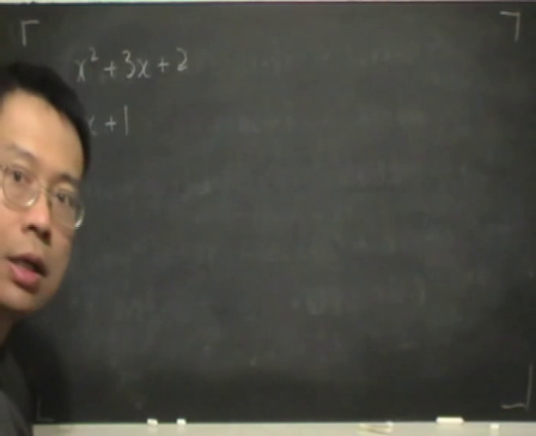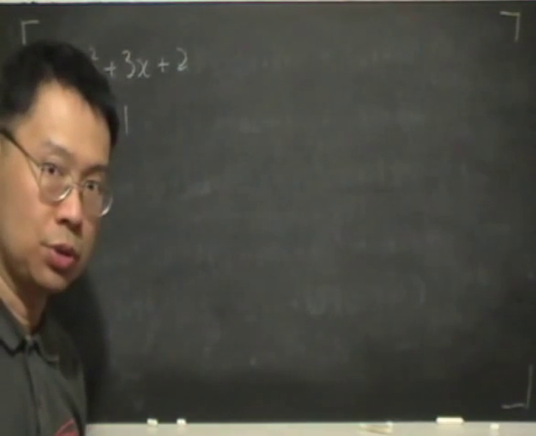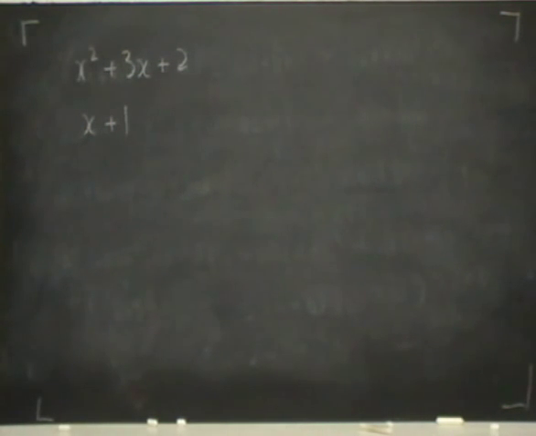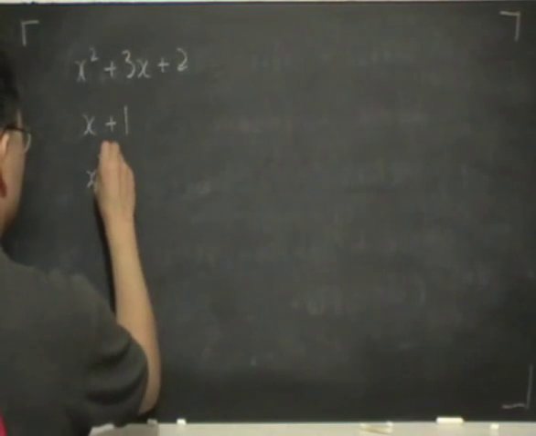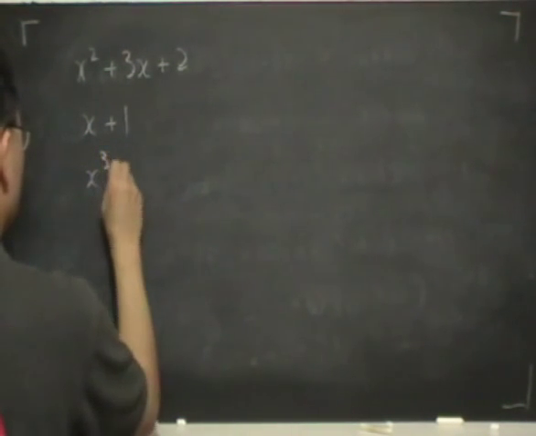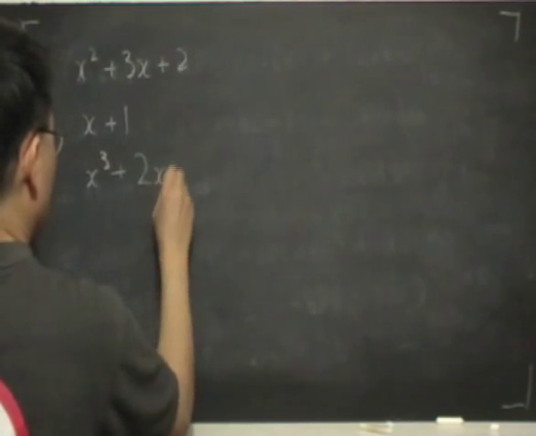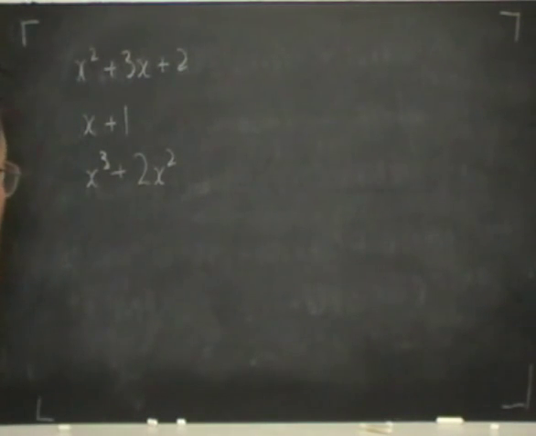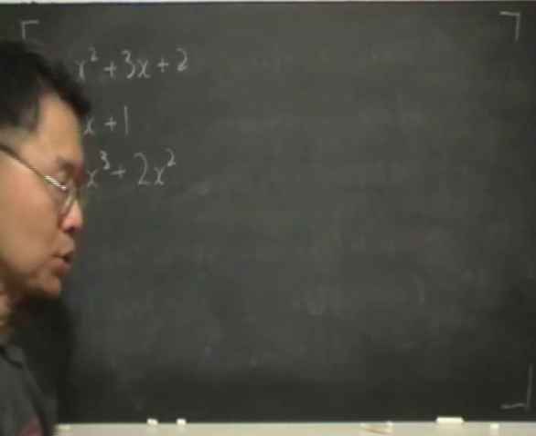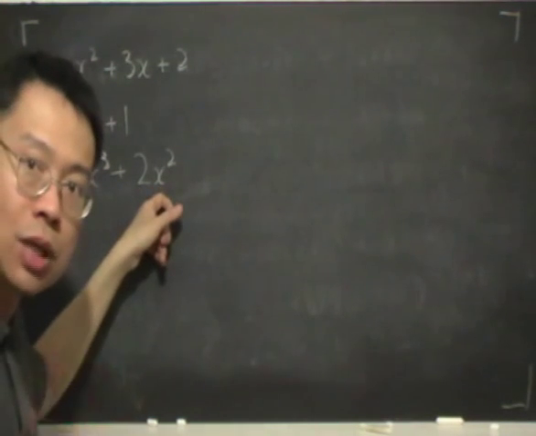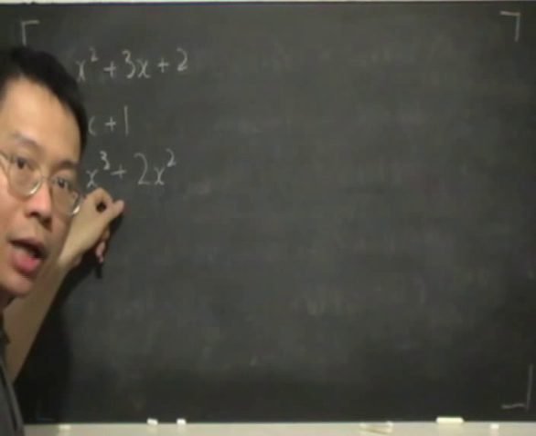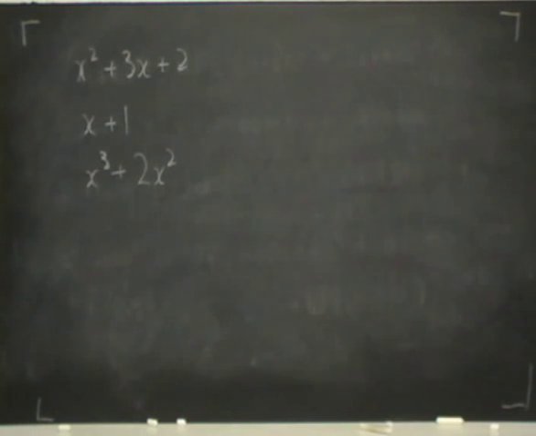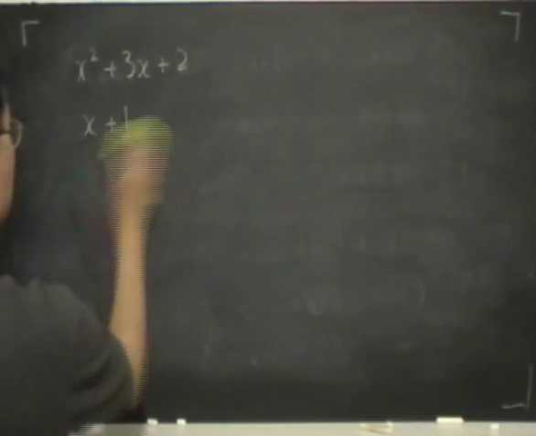X plus 1. Now x plus 1 is not a quadratic expression because it doesn't have an x squared. X cubed plus 2x squared. X cubed plus 2x squared is not a quadratic expression because x squared is not the highest power. We have a higher one, x cubed. So that's a higher power. Alright.